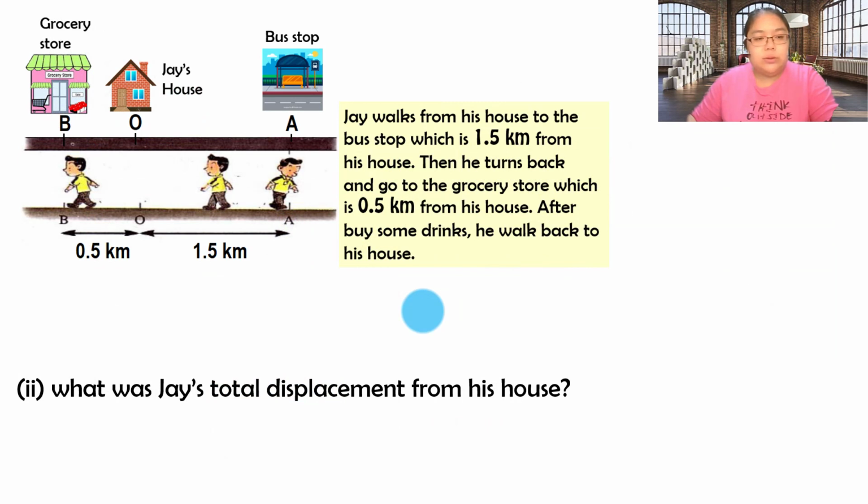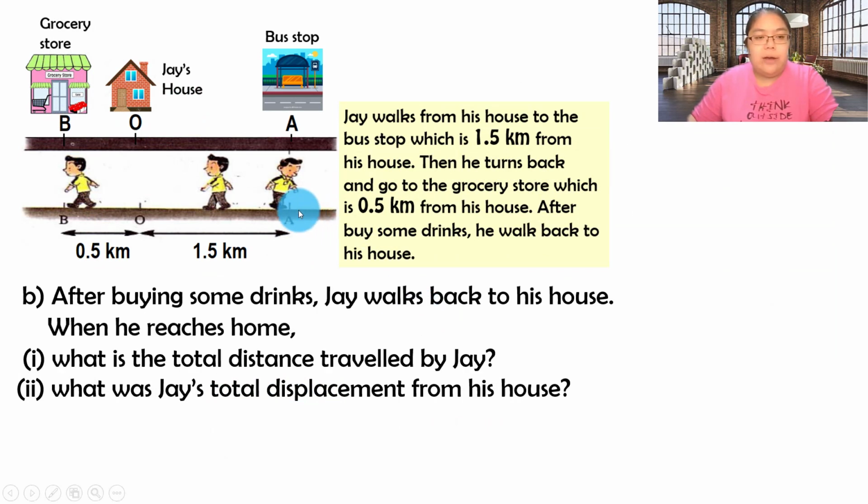Okay, now we continue. After buying some drinks, now J walks back to his home. So when he reached home, what is the total distance traveled by J? Now the question asks about the total. So that means you need to count when he goes to the bus stop, goes back, goes to the grocery shop, then goes back home. How much is it? So we need to do the calculation.